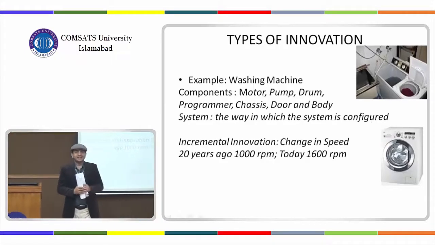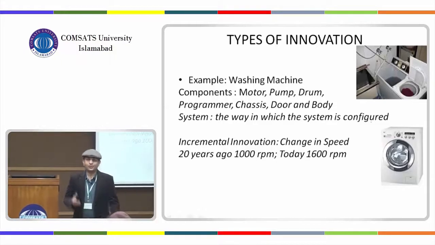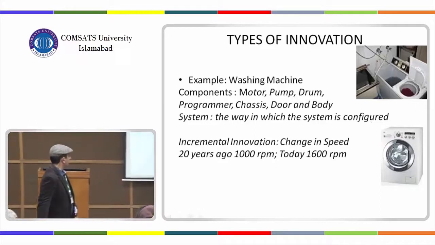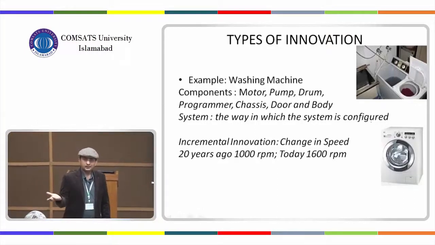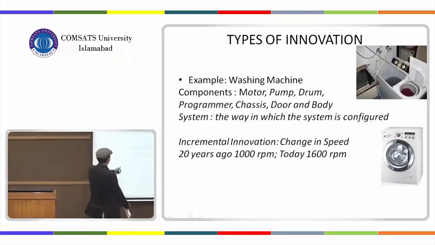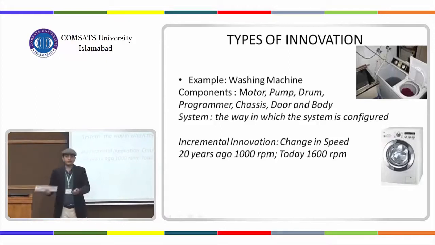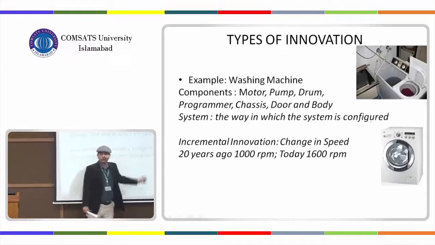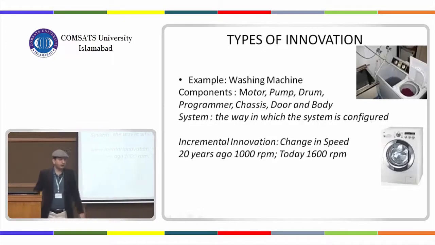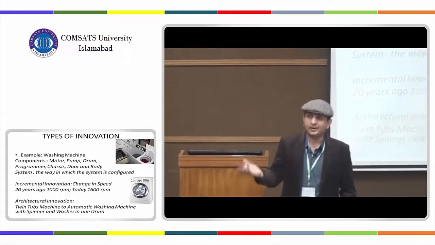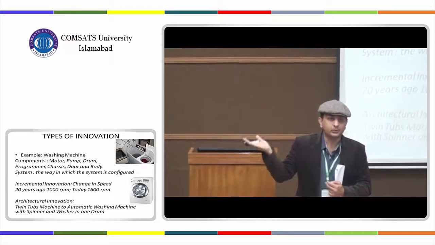Now, as is written here, when the washing machines were introduced, or rather 20 years ago, the RPM, that being the revolution per minute for the motor, used to be 1000. And with improvement in materials and in the structure of the motors, today you get to enjoy 1600 RPMs. Now that was one way of seeing innovation, whereby you have increased the speed of the motor.